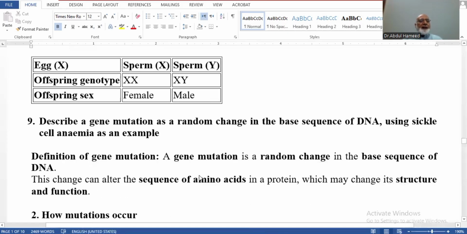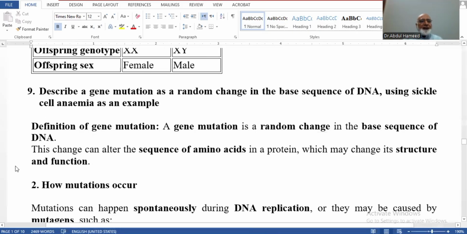Then the ninth subtopic: describe a gene mutation as a random change in the base sequence of DNA using sickle cell anemia as an example. In case of O level, there is only one example, which is sickle cell anemia. The shape of the cell is sickle, and anemia is the disease or disorder. Definition of gene mutation, which is very important.